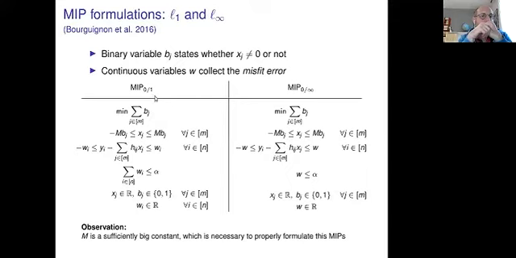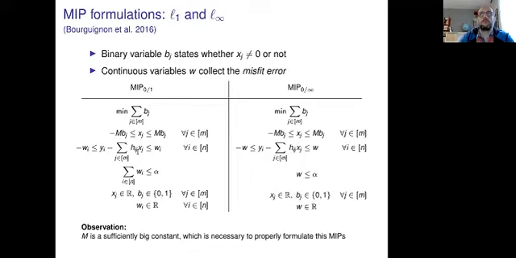We would like to minimize the support of the solution, and the support is given by the binary variables. So we minimize the sum of the binary variables, and we bind the x variables with the b variables using a classical big M constraint. Here M should be a sufficiently big constant. We will talk a little more about that later.